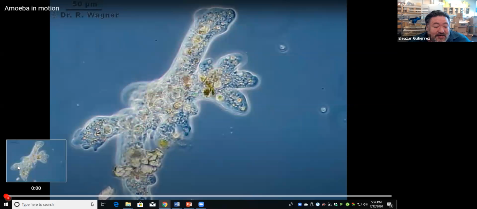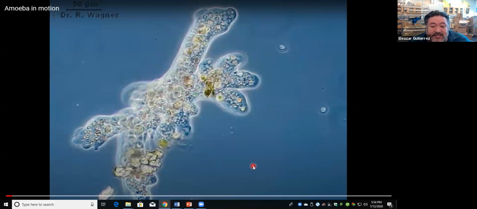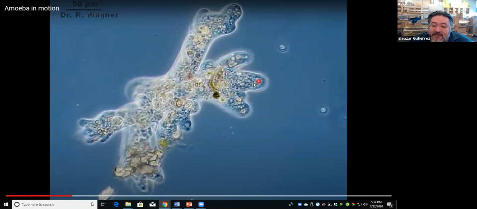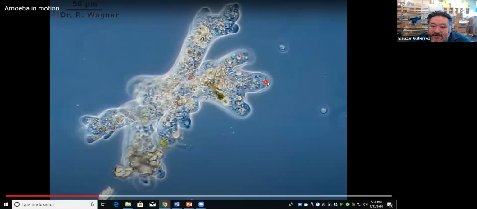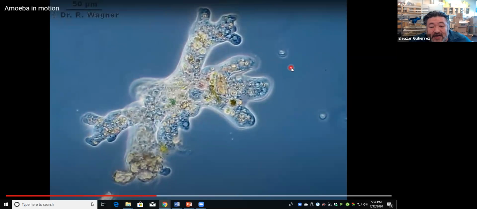This is lovely to see under a microscope. Let's see if I can get this guy. Look at that. See the actin forming and see the cytoplasmic streaming taking place there? Is that awesome? Look at that. This is real time. This is how fast these things move.